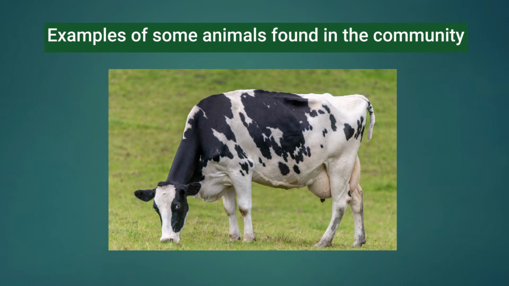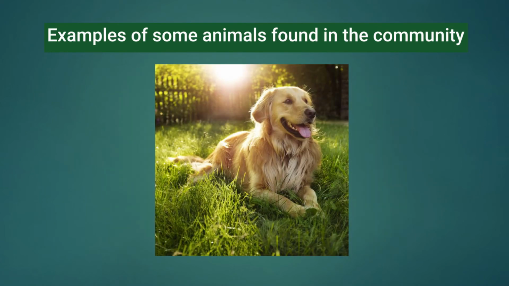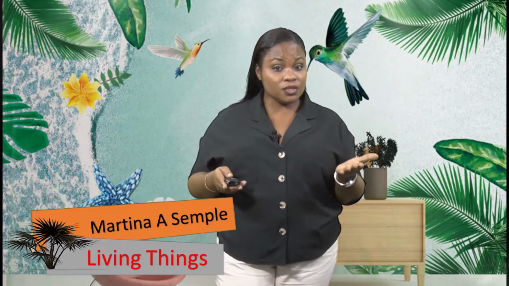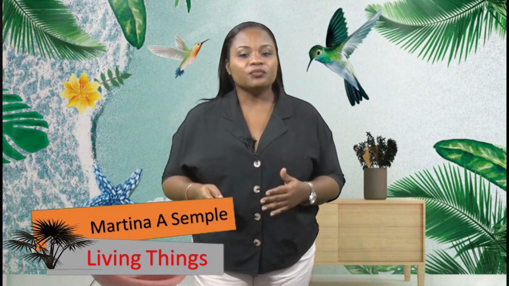All right, let's go. Yes, we have cow. So here we have cow, sheep. There's a dog, right? We have a rabbit there. We have a cat. Yes, so those are some animals that are found in our community. I guess you can name some more animals you may have in your homes or animals found in your environment, right?